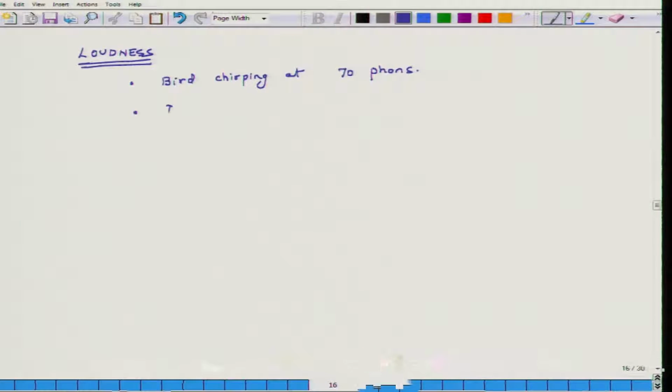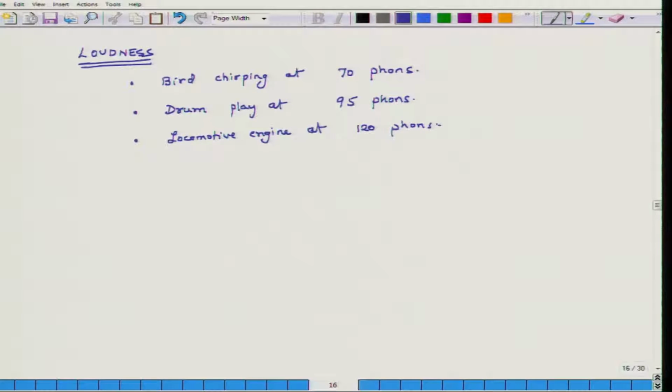In the second case, we play a drum and it is playing at, let us say, 95 fons. And in the third case, we have a locomotive engine at 120 fons. Now, based on the discussion earlier, we know how we got to 120 fons, we know how we got to 95 fons, and how we got to 70 fons.